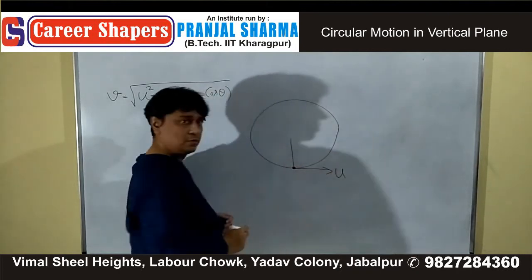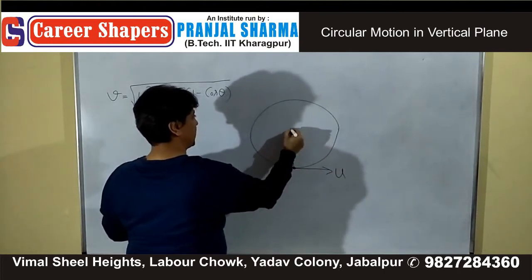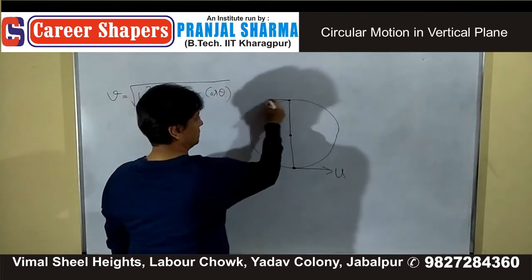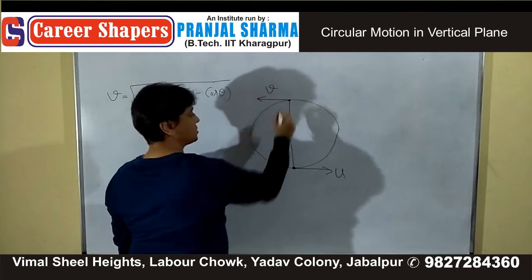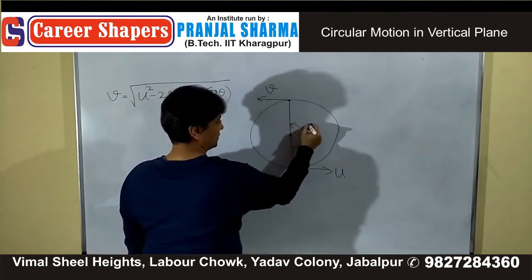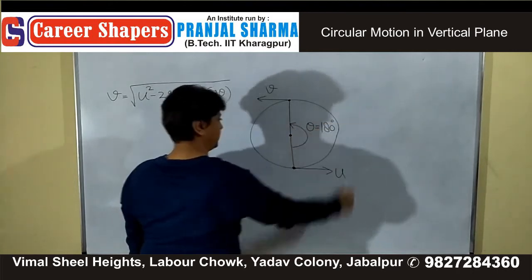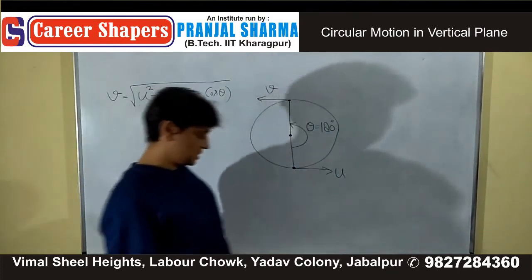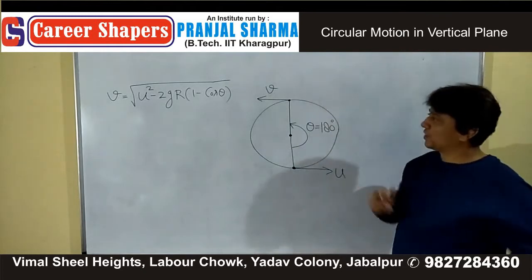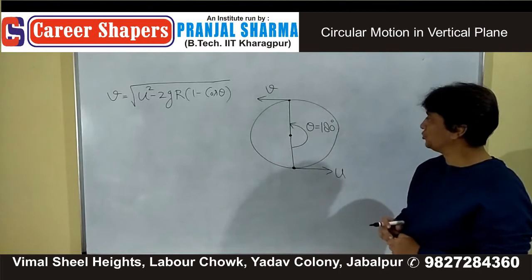We need u so that it can reach this position. It can complete half circle. This theta is 180 for half circle. Again, pause the video, try to find the value of minimum u, and then come back and see the solution.